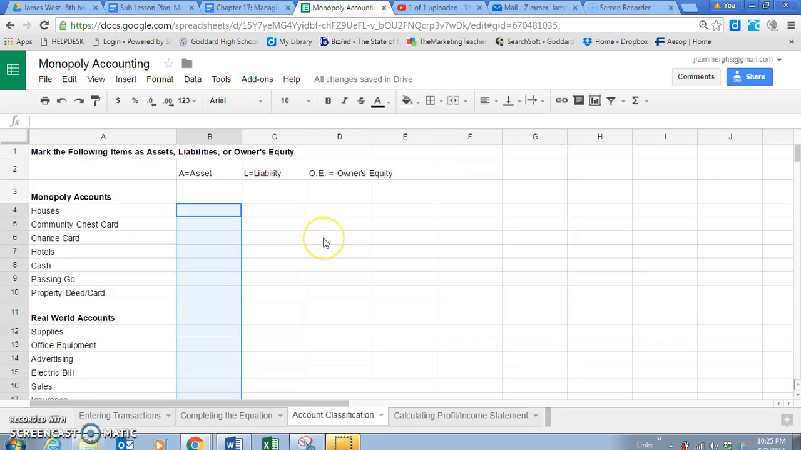Okay, this is your last assignment for today. Very simple. You must classify the accounts. So is house an asset, a liability, or known as equity? And go down the line and just put an X where you believe house belongs. And I'm going to give you that one. It's an asset. So you go around and put the rest of the X's in. And that is your last assignment for today.